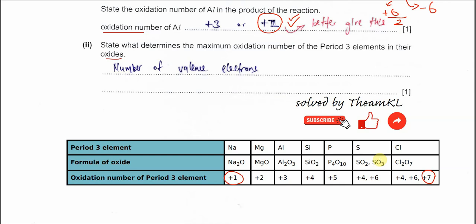The oxidation number is most likely because of the valence electron. Group 1 has 1 valence electron, so it's +1. Group 2 has 2 valence electrons, its oxidation number is +2. This is group 13, so it's +3, meaning 3 valence electrons. And therefore we are quite sure now the oxidation number of the period 3 elements in its oxides depends on the number of valence electrons.